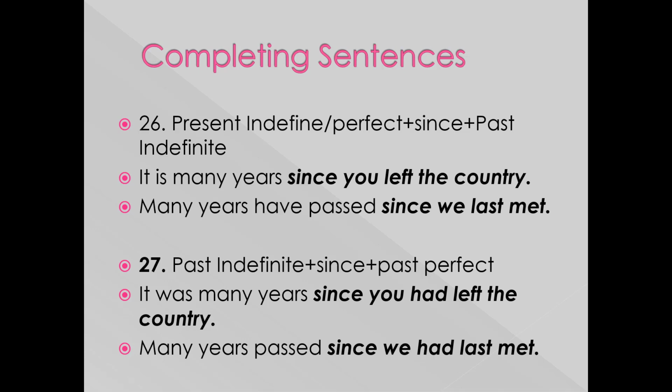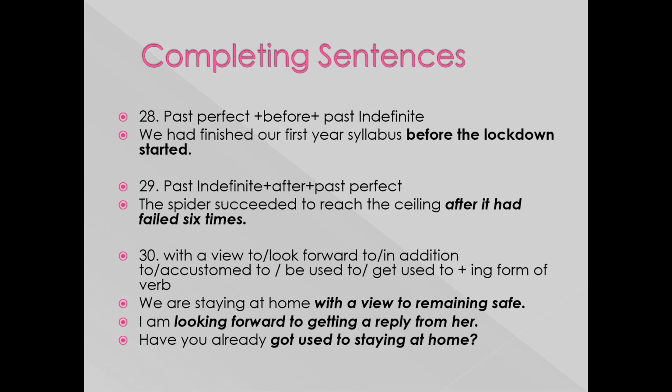Okay, dear students, in rule number 28, if you get past perfect tense in the beginning of a sentence, and after that you get "before" in the middle as a conjunction, then in the second part you have to use past indefinite tense. I am again telling you: first past perfect tense, then "before" in the middle, and in the second part past indefinite tense.